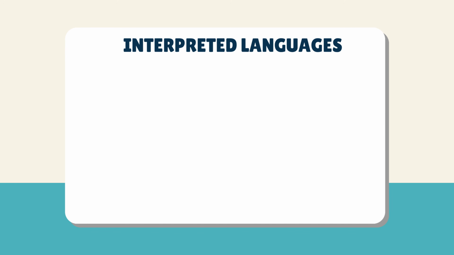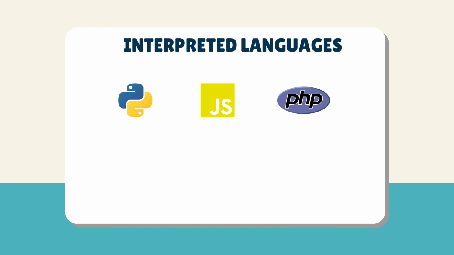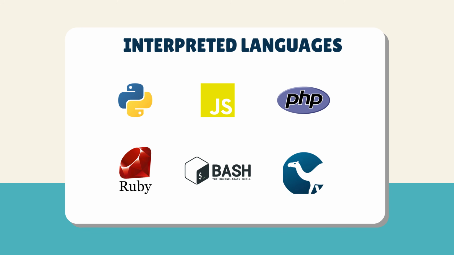Interpreted languages include Python, interpreted by CPython, widely used in scripting and AI. JavaScript, interpreted by the browser, for example, the V8 engine. PHP, interpreted on the server side for web backends. Ruby, clean syntax, interpreted for fast prototyping. Shell scripts, interpreted by Bash or similar shells. Perl, an older scripting language, still interpreted.